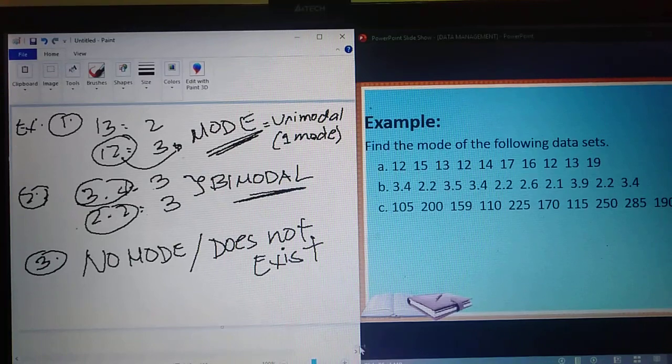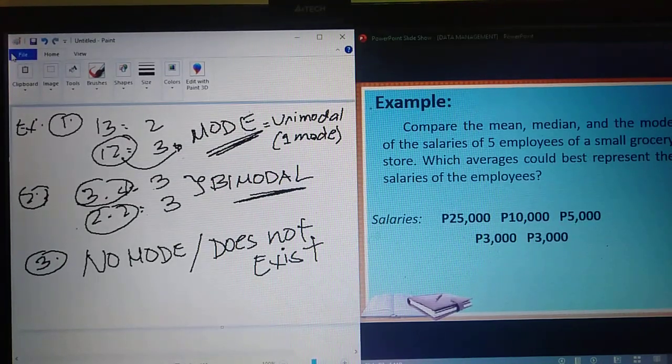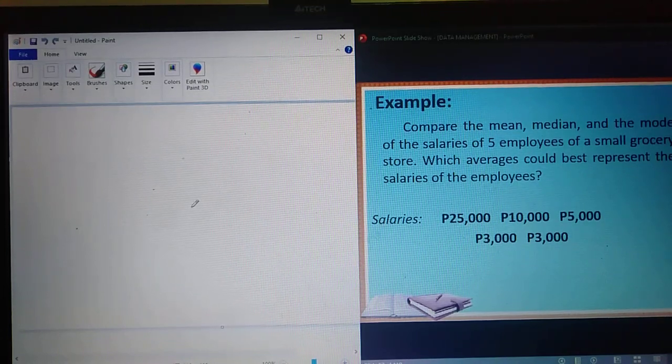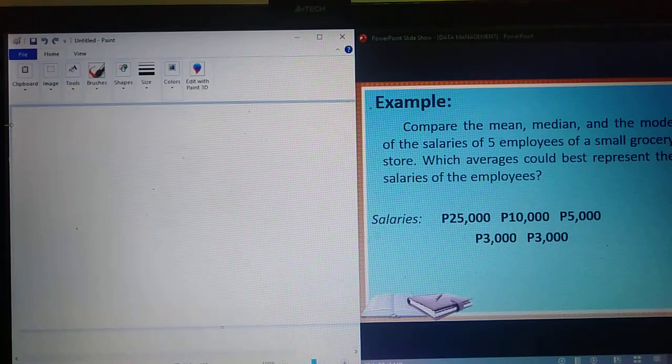Now, let's proceed naman sa group data. Ay, example pa pala tayo. Sige, example tayo before we proceed to measures of central tendency in group data. Example, compare the mean, the median, and the mode of the salaries of 5 employees of a small grocery store, which average could best represent the salaries of the employees. So, hanapin natin ang mean. Okay, we find for the mean, the median, and the mode. So, what's our answer for mean?